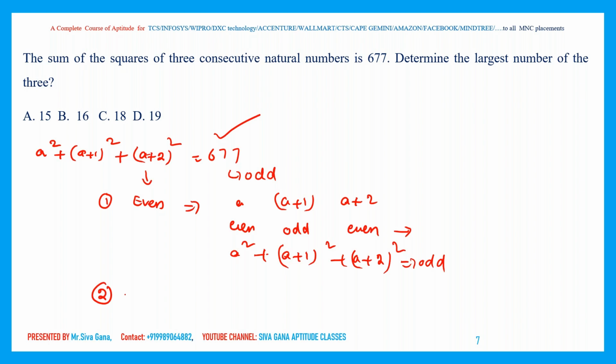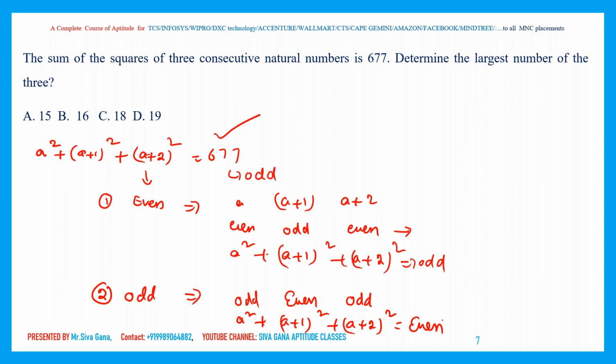If the largest is odd, which means a plus 2 is odd, then a plus 1 is even and a is odd. In that case, a squared plus (a plus 1) squared plus (a plus 2) squared will result in what? Even. But 677 is odd, so this case is over. So the largest should be even. This option we need not check.